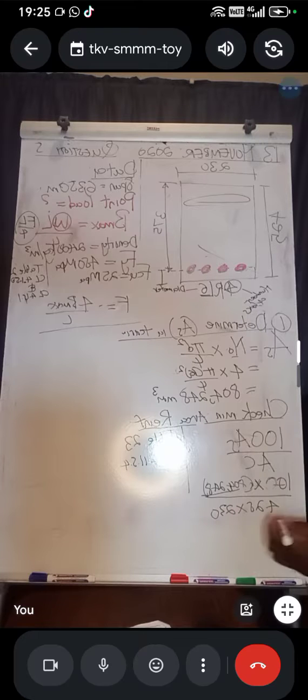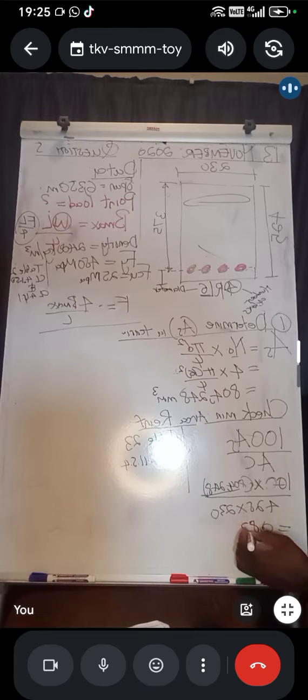I'm getting 0.82. Let's make it to this one place, because remember we are going to compare that with the minimum percentage. You see the minimum percentage one? There, 0.45, because we said the steel is high yield, isn't it? Yes, you see 0.45, that one we're going to compare.